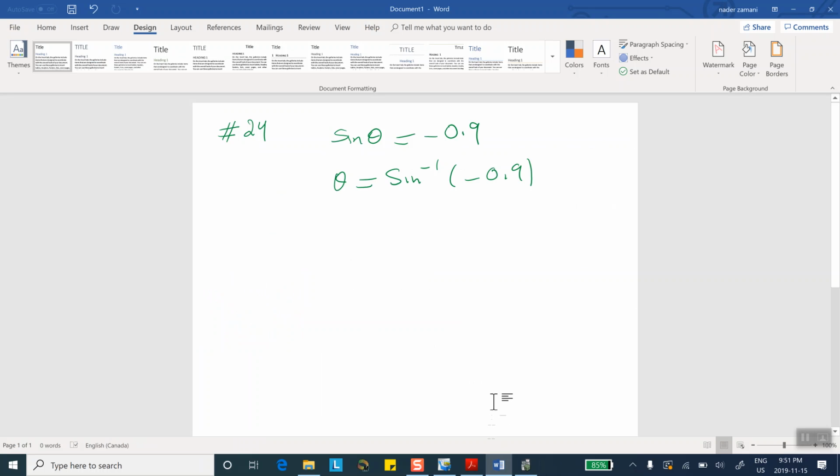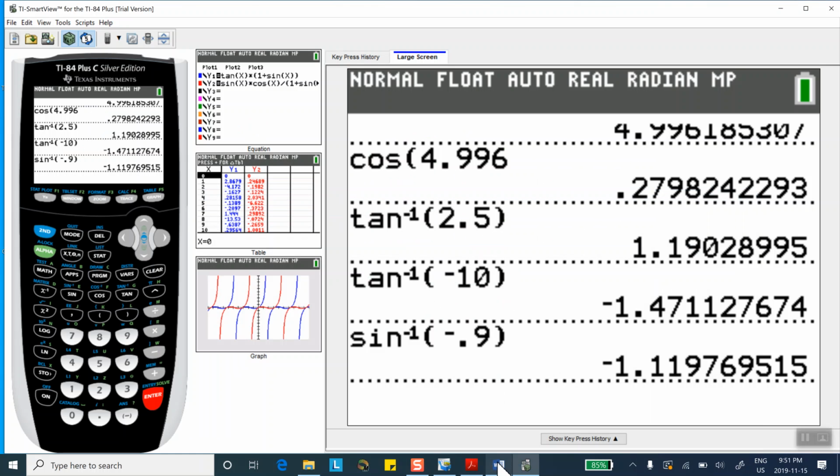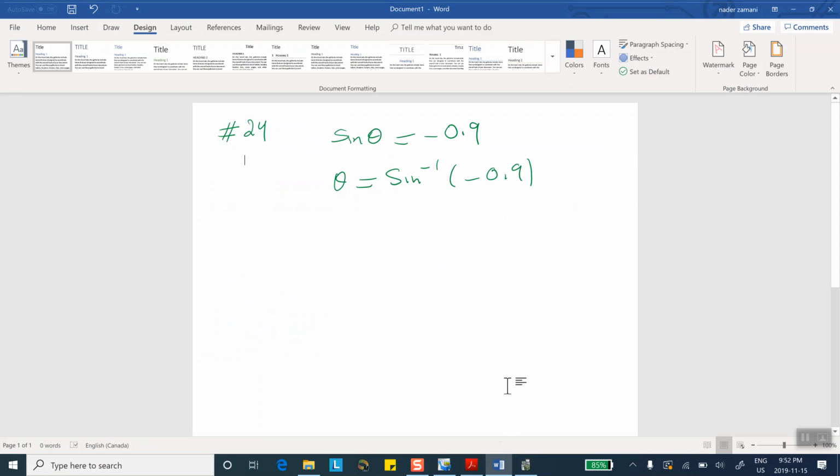That's not what I meant. Minus 1.120. That's what I meant. If you round this number to the third digit, it's going to be minus 1.120. So theta is equal to minus 1.120. Now, let's look at the graph of the sine inverse.